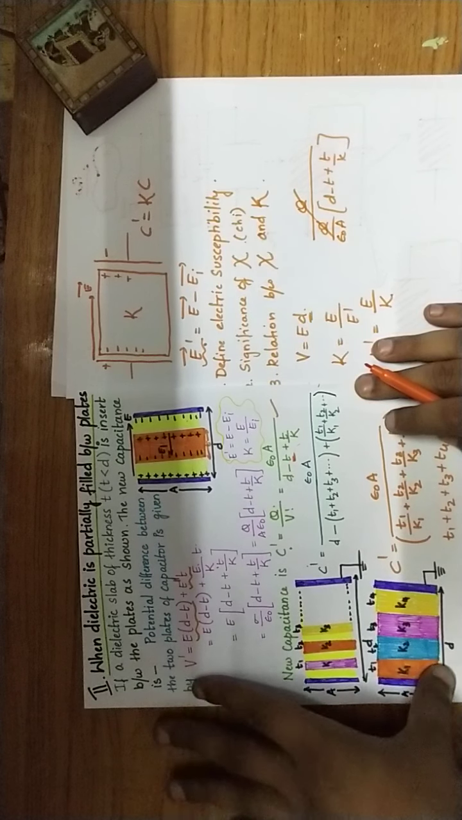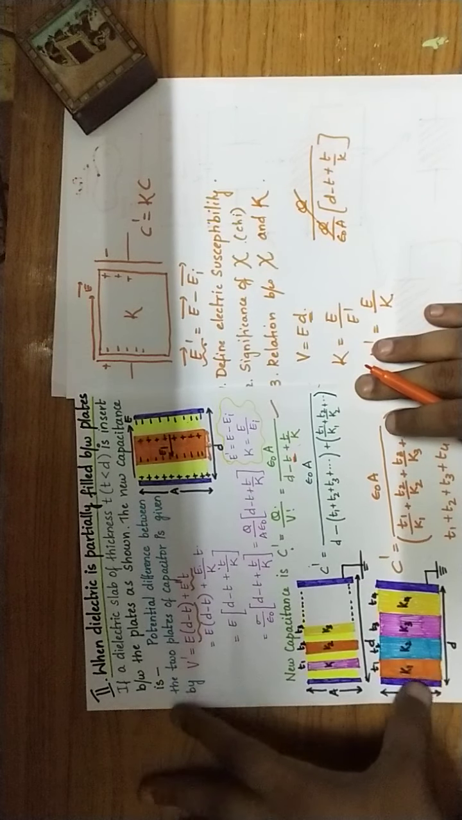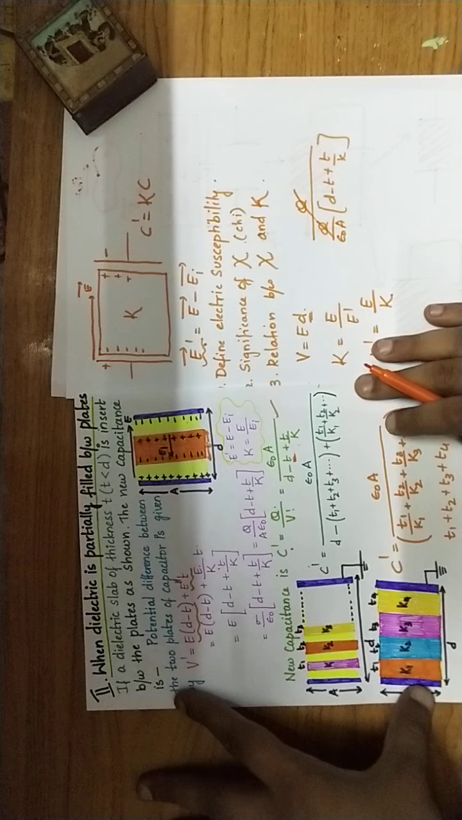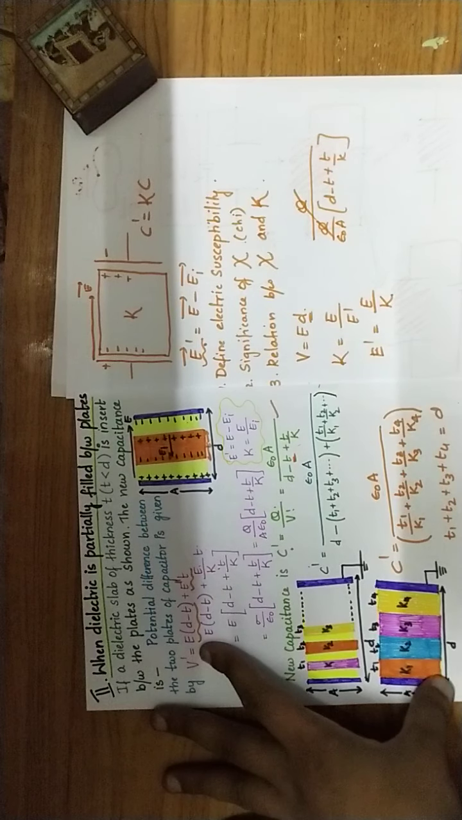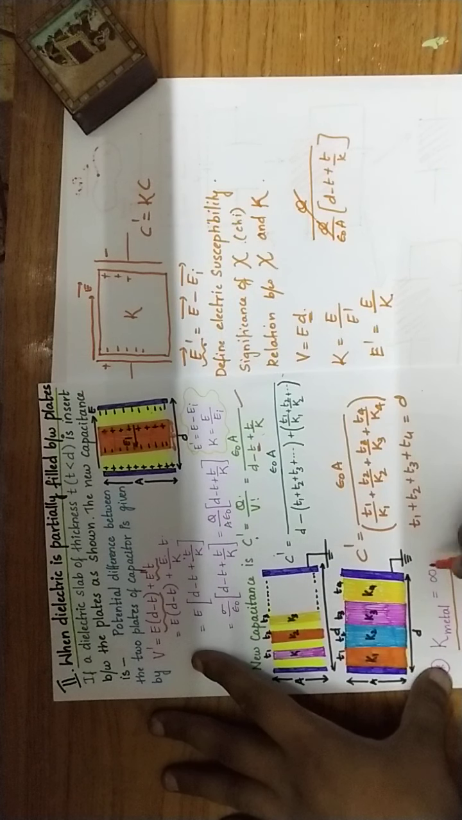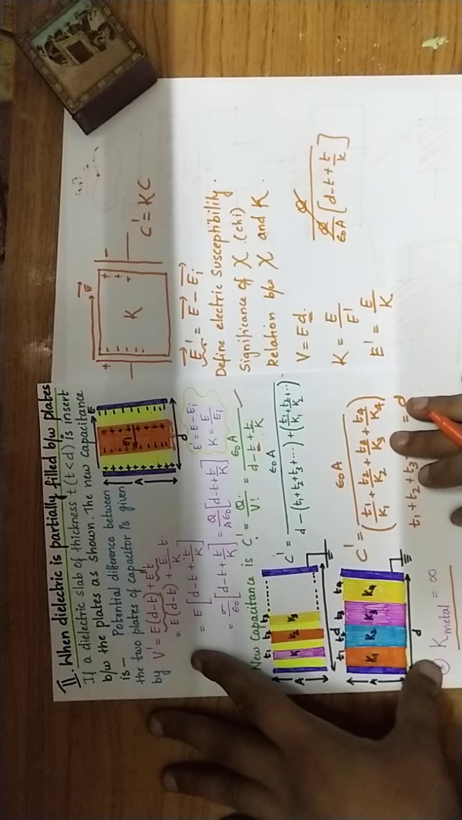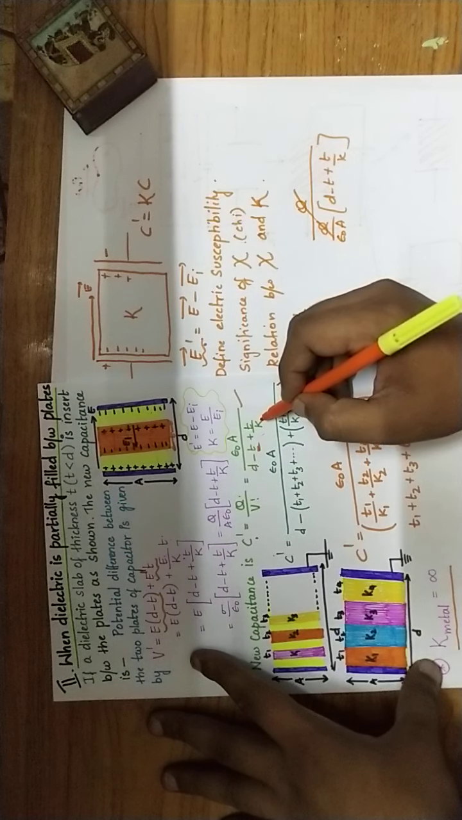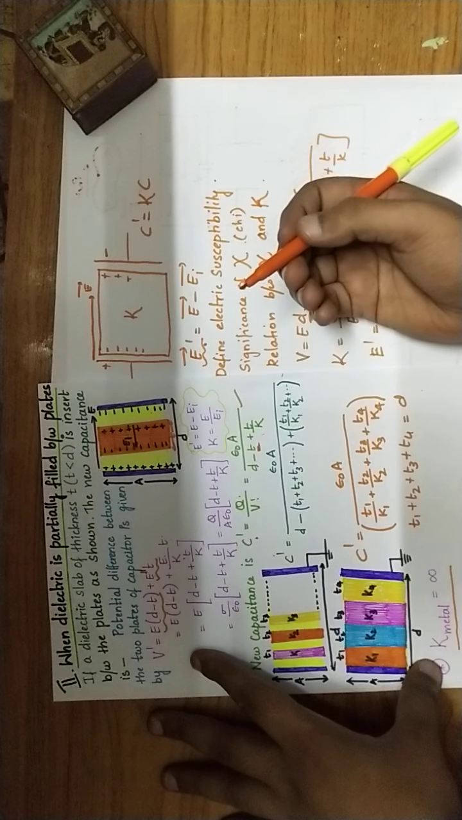Work it out. Instead of a dielectric, if they place a metal slab, a metal conductor, remember a metal conductor has a dielectric constant of infinity. So if they place it, in place of kappa you place infinity, and 1 by kappa will become 0.